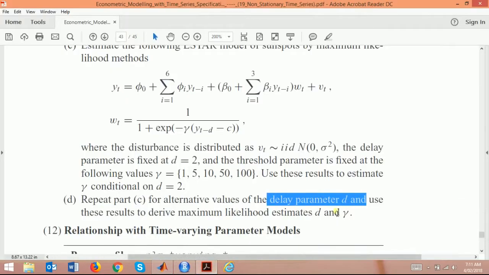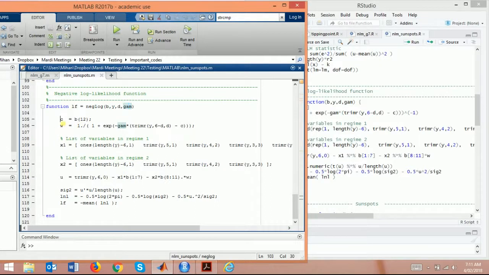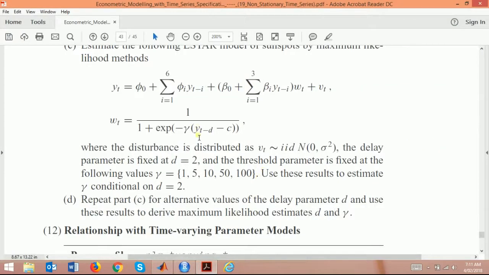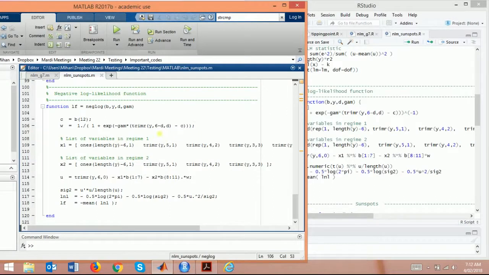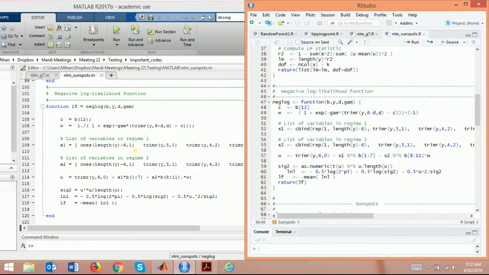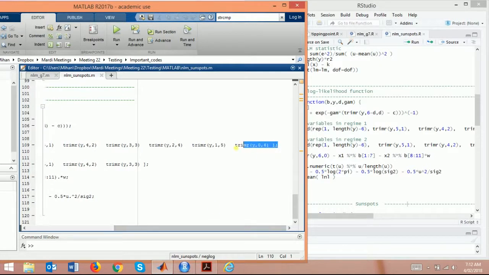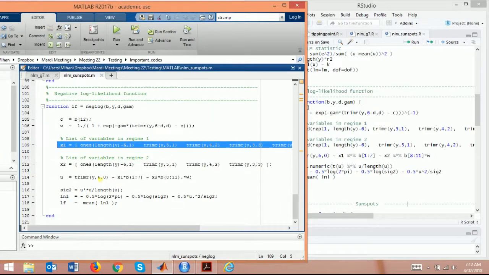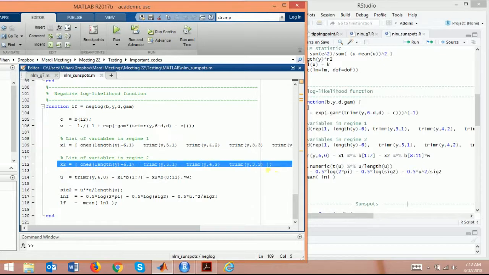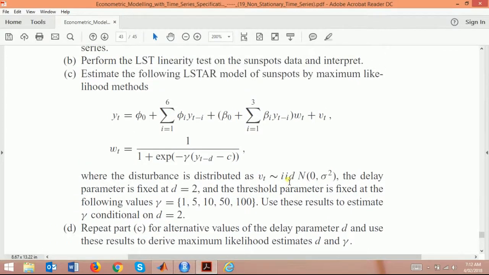In the question it is mentioned that I need D and I need gamma. So C is the threshold, B12, and this is the transition function, Y(t minus D), the exact representation of the transition function. The list of variables in regime 1, these are all the variables in the first regime. The list of variables in regime 2 must be given in the question, along with the delay parameter D2.